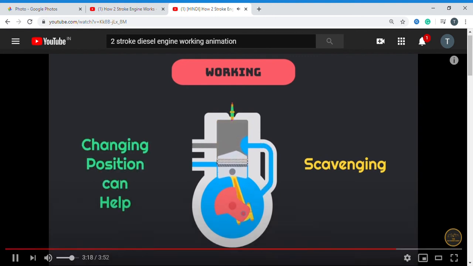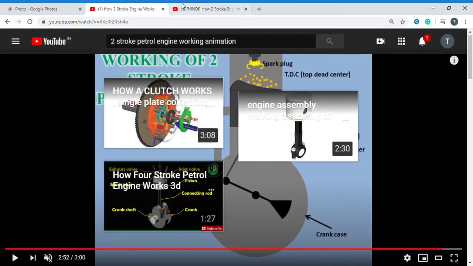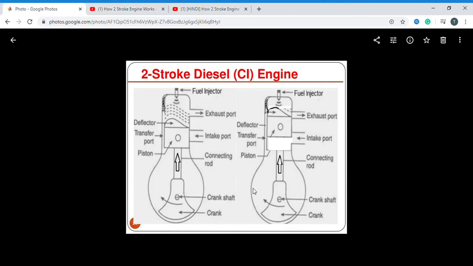So this is the complete information of the two-stroke diesel engine and two-stroke petrol engine. Okay, so how many revolutions take place in the two-stroke petrol engine? Only one revolution. A four-stroke diesel engine takes two revolutions of the crankshaft. Here it is one revolution of the crankshaft.